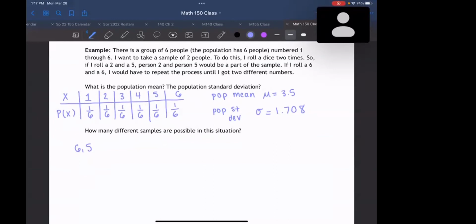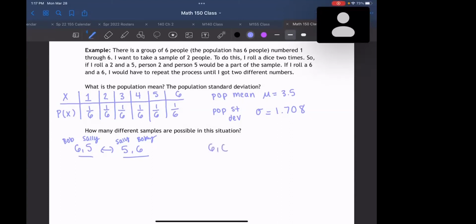Person number 6 and person number 5 as a sample, and 5 and 6. Are these 2 different samples? No, right? Let's just say if we named person number 6 Bobby, and 5 was Sally. If we just reordered them, Sally and Bobby in a different order would be the same sample. So 5 and 6 and 6 and 5 are the same sample here. They mean the same thing, so I don't need to count these 2 twice, okay?